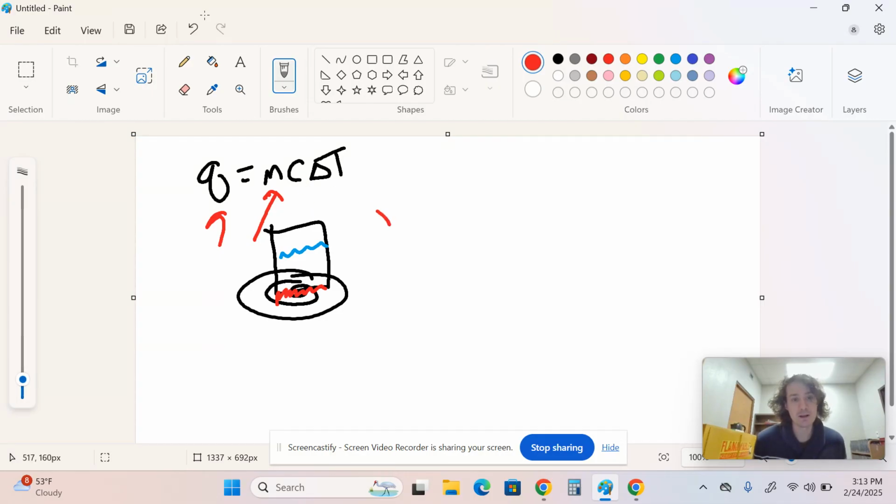And then this part right here, delta T, is how much hotter I want to make the water. So I want to increase the temperature by how many degrees? That's delta T. C is the substance, and it's specific to what's in the beaker, in this case liquid water. We'll talk about that more in depth in a second. But this is what we would use this equation for.